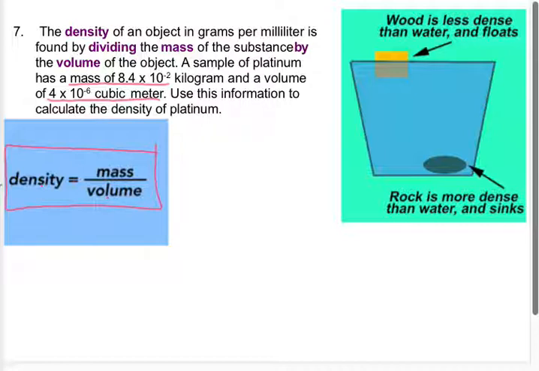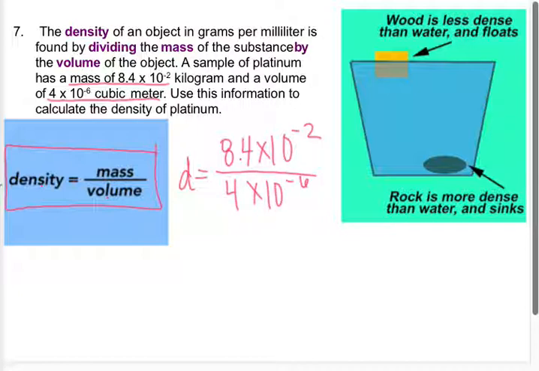Okay. Here's a little off to the side, a little example of the density, so if you wanted to look that over. But we're going to go ahead and calculate this. The density, I'm going to use D, is equal to the mass. The mass was 8.4 times 10 to the negative second over the volume, which is 4 times 10 to the negative 6.